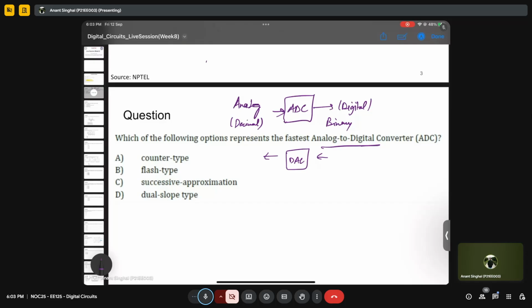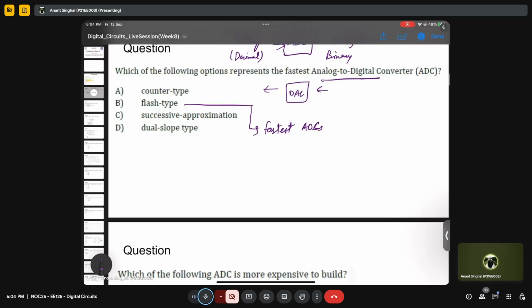We'll be covering most of them in this particular lecture. For this type of question, we have all these types of ADCs: counter type, flash type, successive approximation, resistor type, and dual slope type. Just to cover the basics, in this particular problem the flash type ADC is the fastest ADC. Why is it very fast? Because for this particular ADC, we have multiple comparators for each bit. All of these ADCs are built using comparators. We'll see some of the operation if possible.